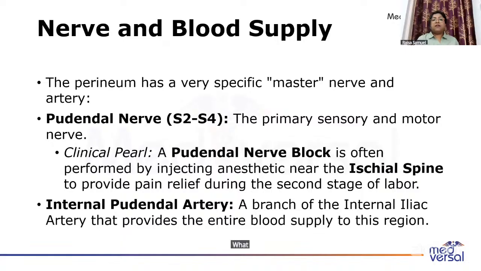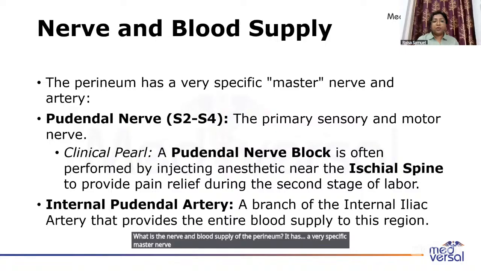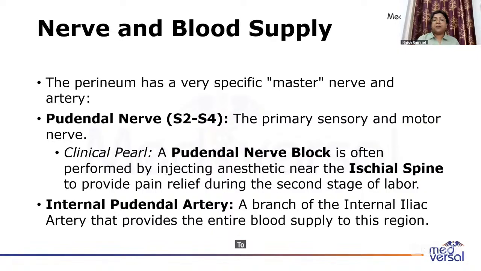What is the nerve and blood supply of the perineum? It has a very specific master nerve and artery, that is the pudendal nerve, which is from S2 to S4, the primary sensory and motor nerve. What is the clinical significance? Pudendal nerve block is performed by injecting anesthesia at the level of the ischial spine to provide pain relief during the second stage of labor.